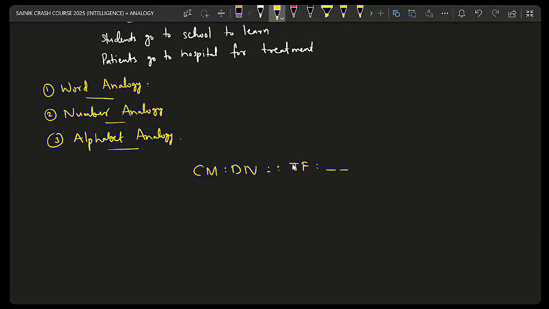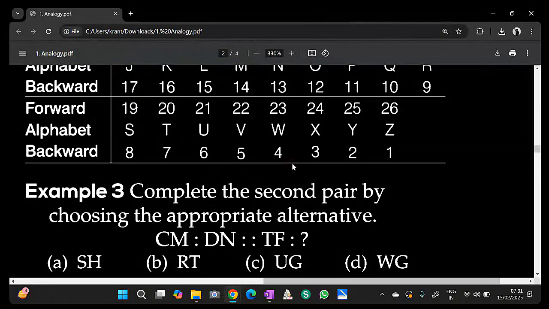Let's use blanks. And I told you already we can use numbers, or even for this question numbers are not required. C plus 1, that is C's next letter is D. M's next letter is N. So apply the same relation here. T's next letter is U. F's next letter is G. UG. I think the answer is C. So answer C is correct for this. UG.